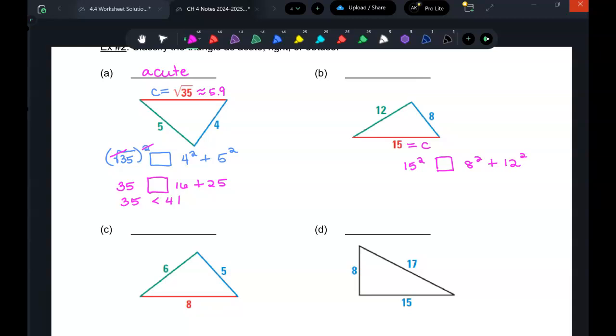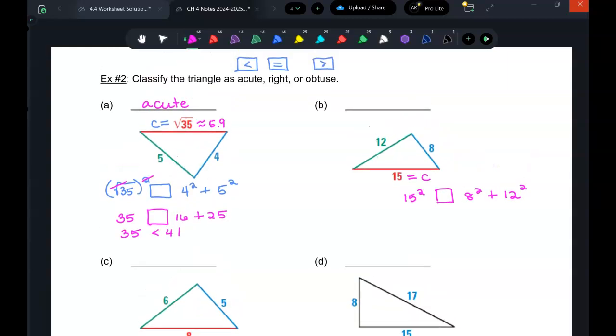Why did you put that in parentheses? You didn't have to. It's just because it's a square root. You don't do 5 squared plus 4 squared equals 5.9 squared. Well, we're trying to see what they're equal to. What's the point of making 35 into 5.9? Because I needed to see which one was the biggest side.